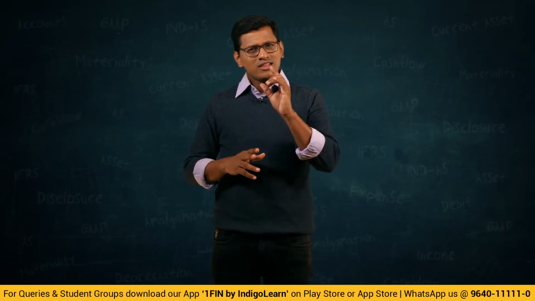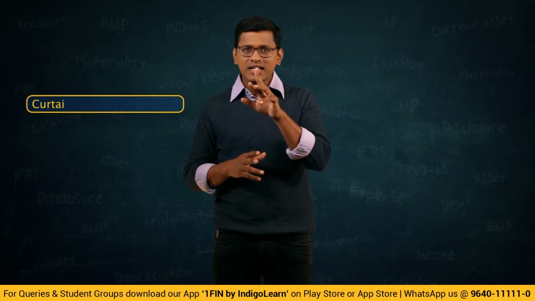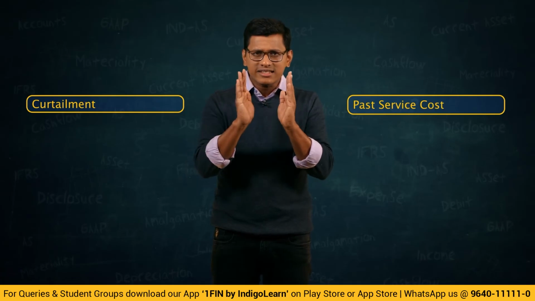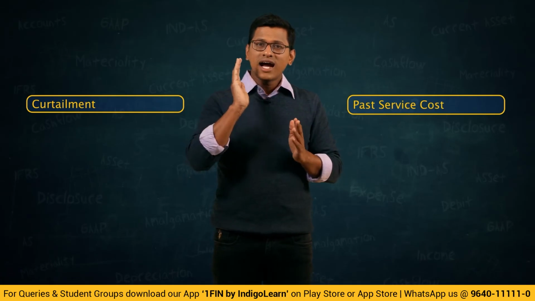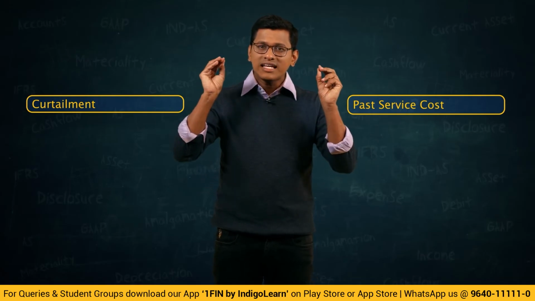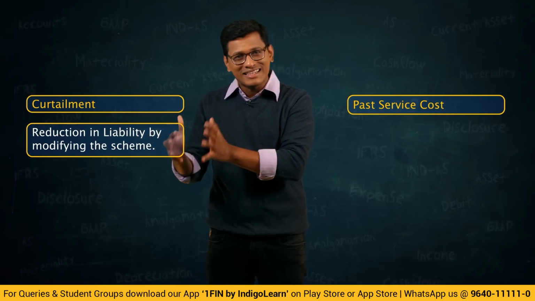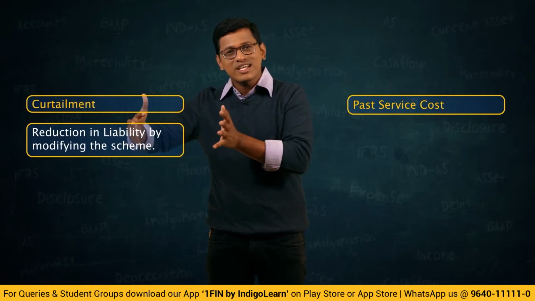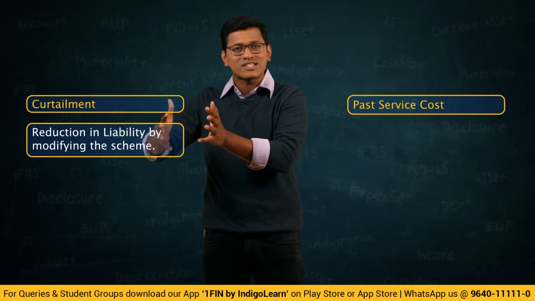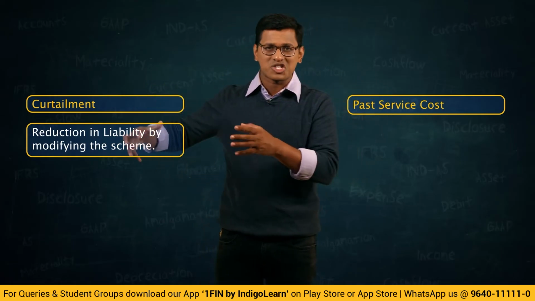Friends, there is a little risk of us getting confused between curtailment and past service cost. Let us just get a bit more clarity on that. In curtailment, what is happening? Under past service cost, what is happening? In curtailment, you are reducing the liability by reducing the applicability of the scheme to a fewer number of people.